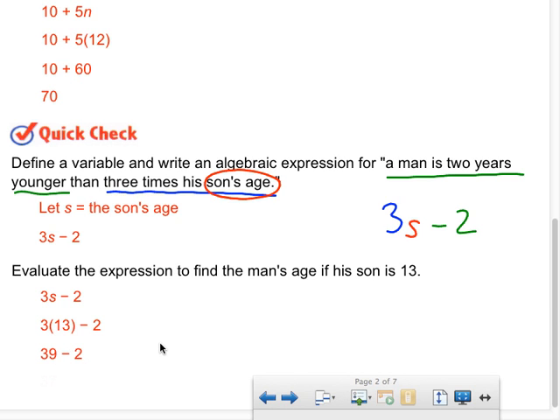$39. So here we are, 39. And now we got one more step. Let's go and do the last step. Okay. So the answer is 37. Any questions?